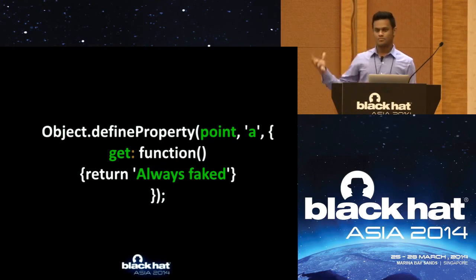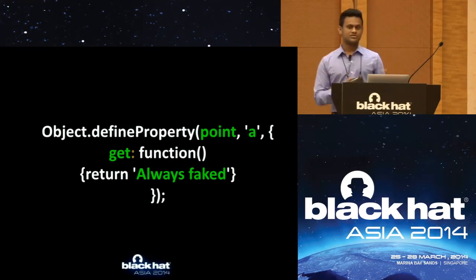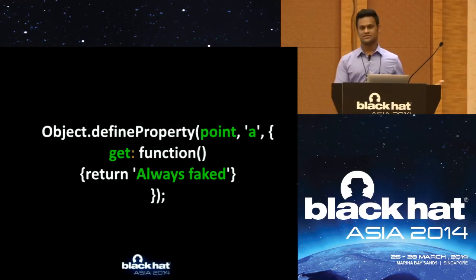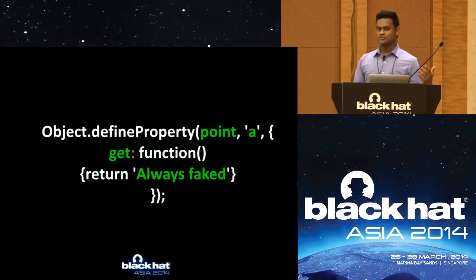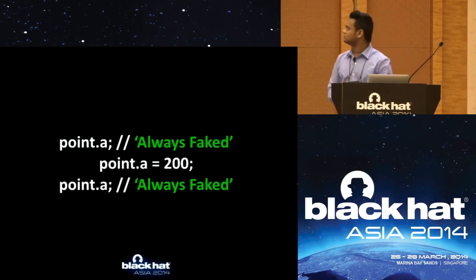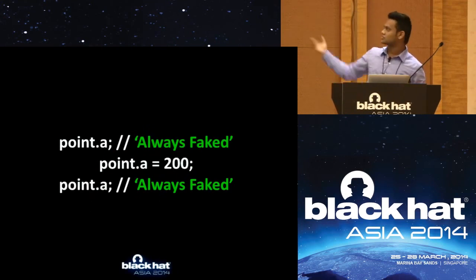You can basically take an object and its property and define whatever you want the getter and setter to do. If you have been using JavaScript for quite some time, you already know about getters and setters. They're pretty famous in JavaScript and show its power as well. But nowadays you do them using Object.defineProperty as a standard. So this specific function takes an object point and its property a, and whenever you call the getter of it, which is to say point.a, it always returns some value which you define. So even if you set something like point.a equal to 200, whenever you ask for point.a, the getter is always going to return the faked value.